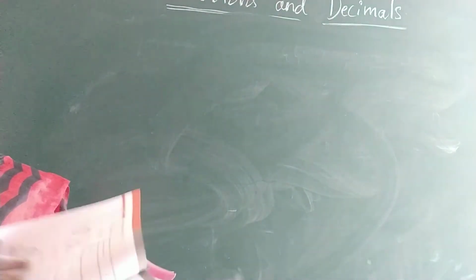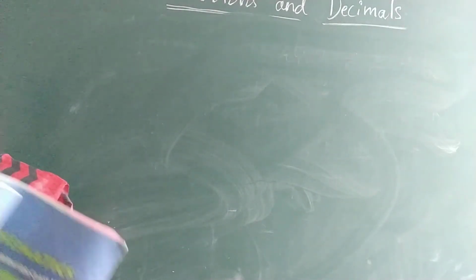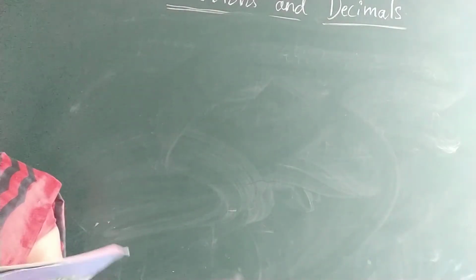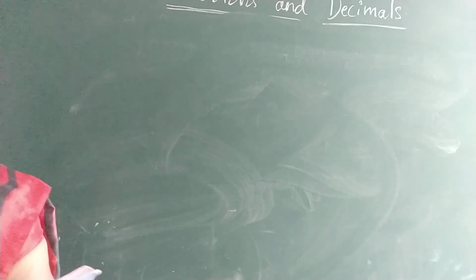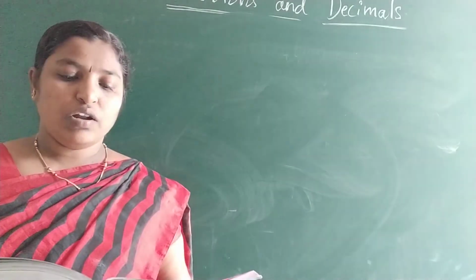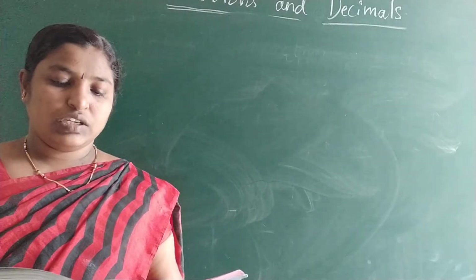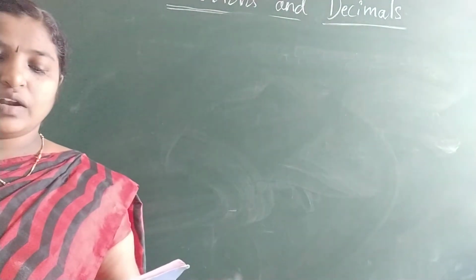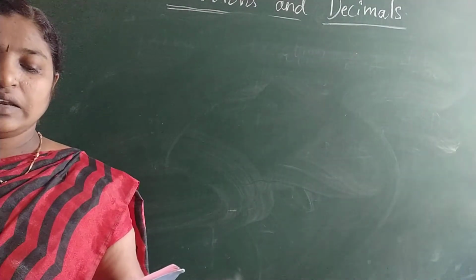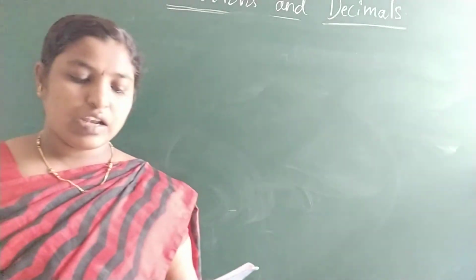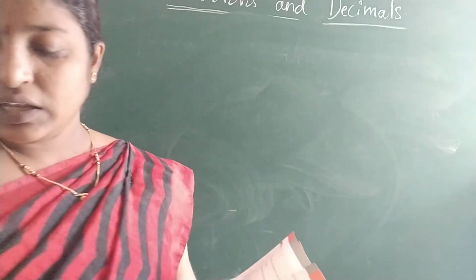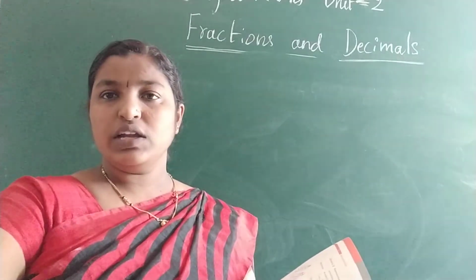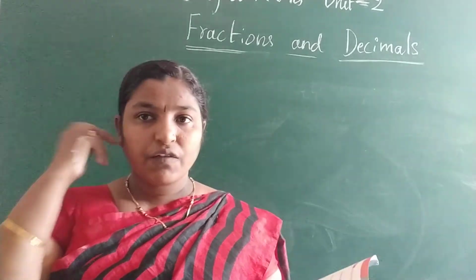Next page. Example 2. Ramesh solved 2 by 7 part of an exercise while Seema solved 4 by 5 of it. Who solved the lesser part? In order to find who solved the lesser part of the exercise, let us compare 2 by 7 and 4 by 5. Before that, I will tell you how to compare fractions. That is very important.